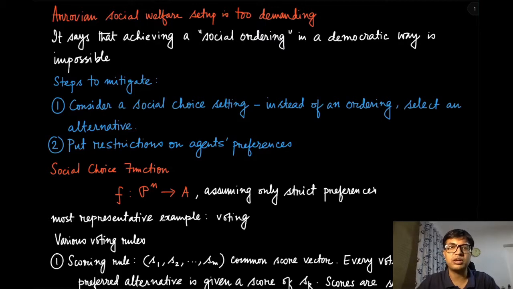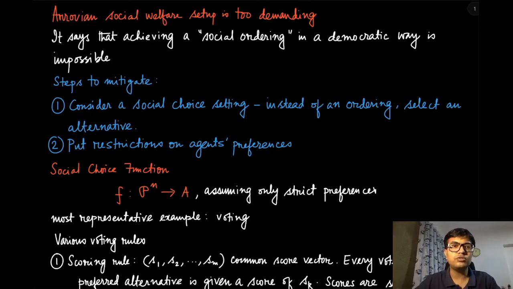So, remember that this f of r is nothing but a social ordering. It is taking as input all the preference orders over all the individuals, all the individual agents, and giving out one complete ordering. Having this social ordering in a democratic way is impossible. That is what Arrow's impossibility result is saying.